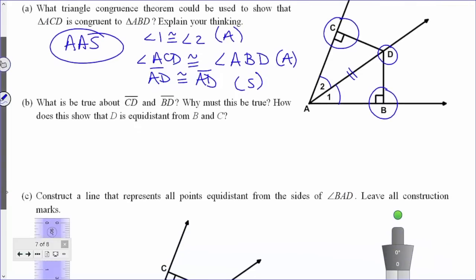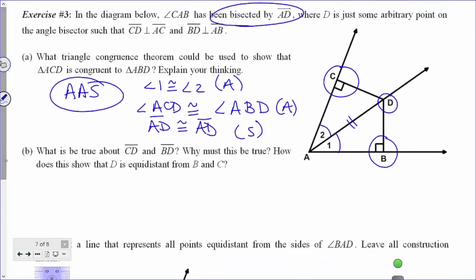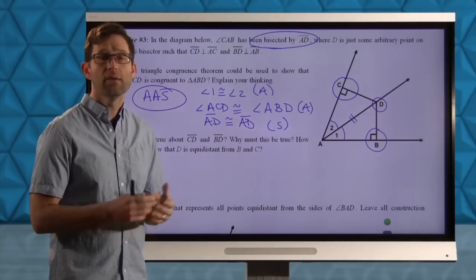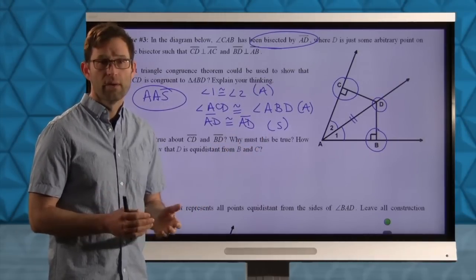Letter B. What is true about CD and BD? Why must this be true? How does this show that D is equidistant from B and C? So what's true about CD and BD, etc.? Pause the video now and write something down.